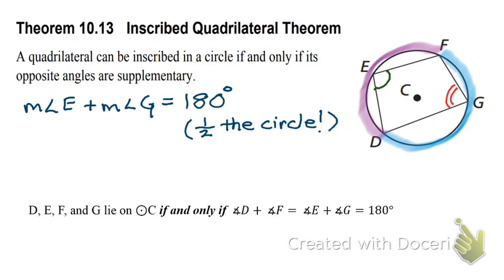So that means that anytime you have a quadrilateral inscribed into a circle, any pair of opposite angles will always be supplementary, because remember, angles are supplementary when they add up to 180. Thanks, Moach. That was a great way to explain that.